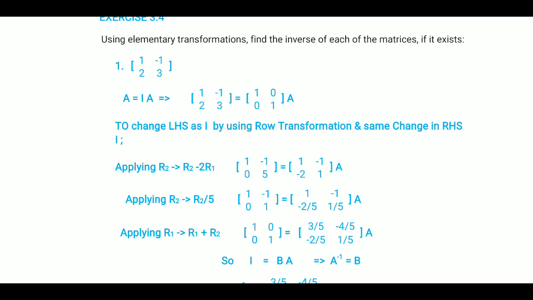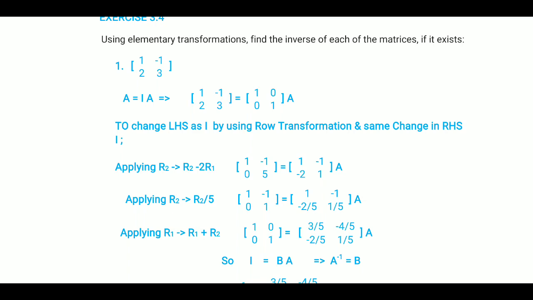R2 becomes R2 minus 2R1. It means the change will be on R2. R2 elements: 2 minus 2, 3 minus minus 2. So R2 became 2 0 and 5. R1 remains the same. Similar process on the right hand side: 0 minus 2, minus 2, 1 minus 0, 1, into A.